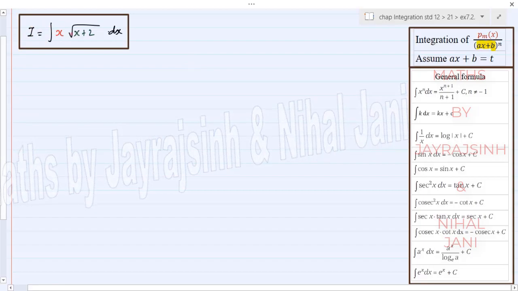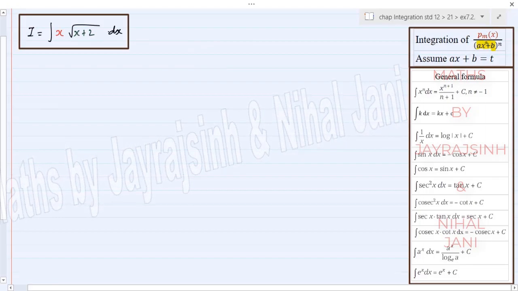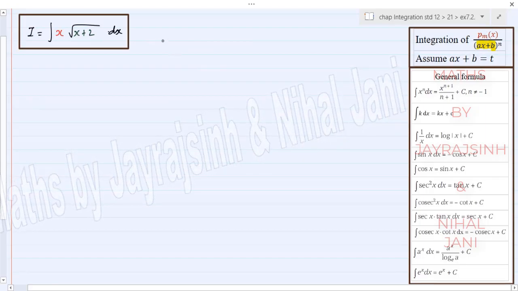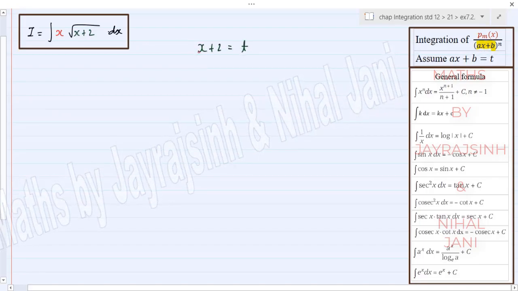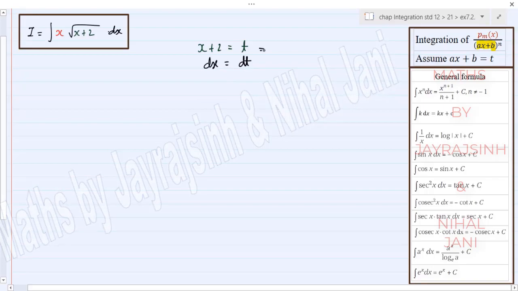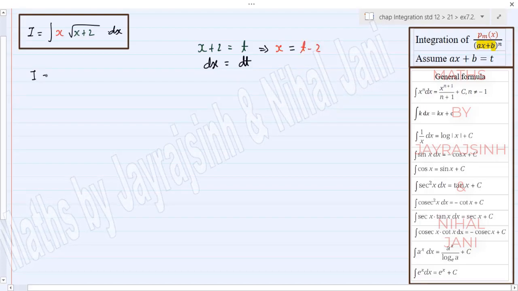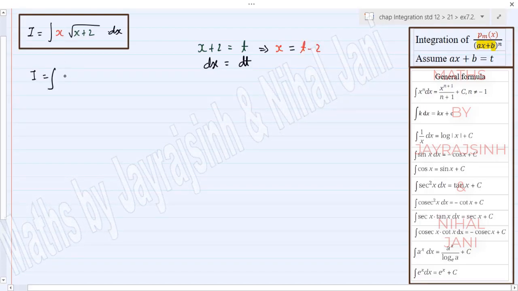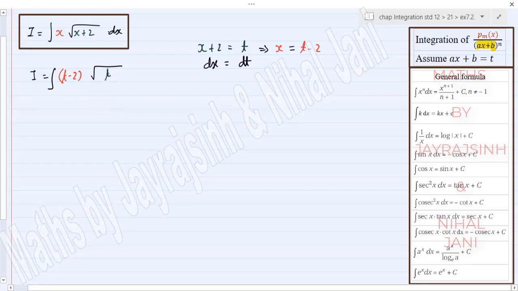So here we have to integrate x into under root of x plus 2, which is in the form of px upon ax plus b raised to n. So let's assume x plus 2 is equal to t. Differentiate both the sides, we will get dx is equal to dt, and we can get the value of x as t minus 2. We are ready to modify our integration. Instead of x, we have to write down t minus 2, under root of, instead of x plus 2, we can write down t, and instead of dx, we have to write dt.